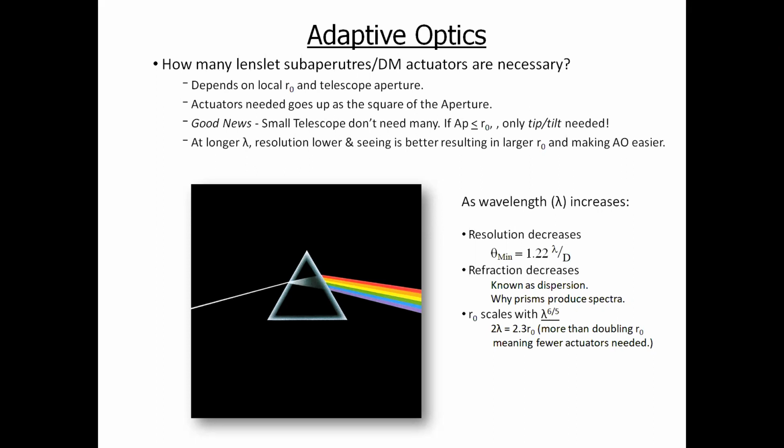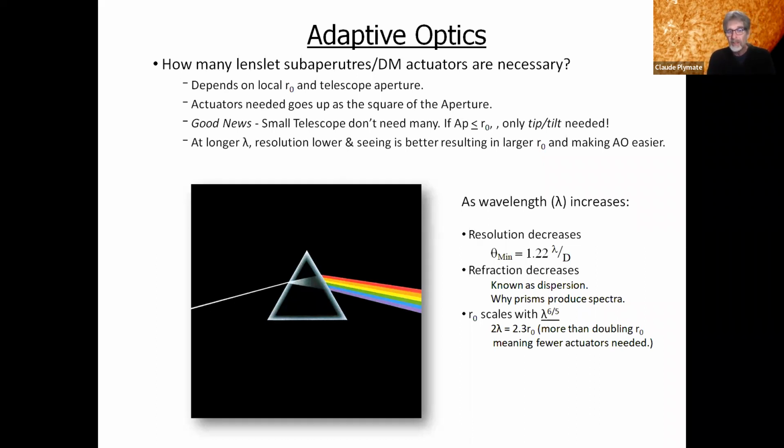And that is because refraction decreases. This is known as dispersion, as well illustrated here by the eminent Professor Pink Floyd. Short wavelengths, blue, violet, are more strongly refracted than the longer red wavelengths or infrared wavelengths. So as you go to longer wavelengths, the deviation of the rays through those seeing bubbles, those seeing cells passing through your field, are decreased.